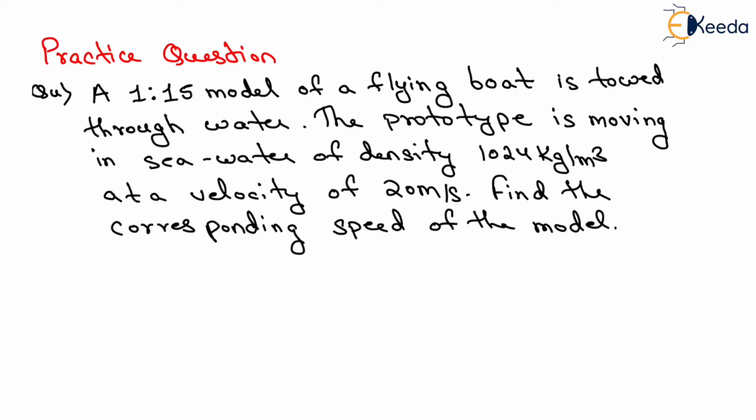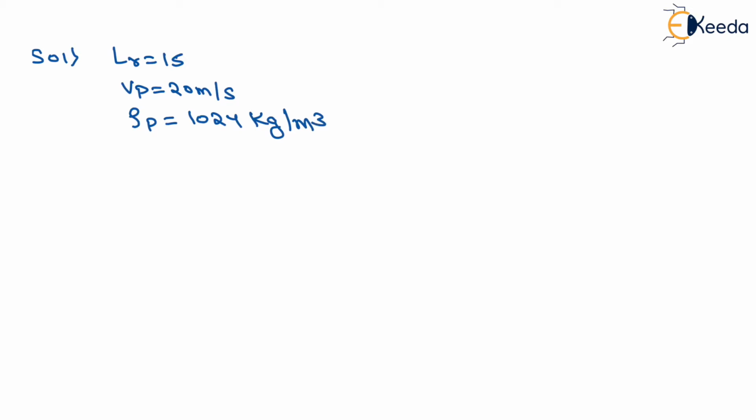Now first of all, we will write all the given quantities here. Linear scale ratio, that is LR, is given as 15. Similarly, velocity of prototype is also given as 20 meter per second, as well as density of seawater, rho p equals 1024 kg per meter cube, as well as density of water. We know that the density of water is 1000 kg per meter cube. Now we have to find the velocity of model.